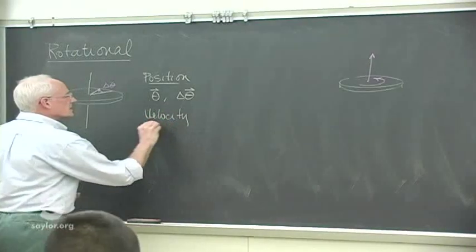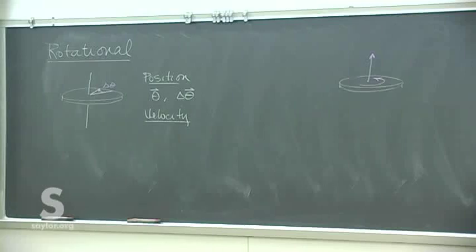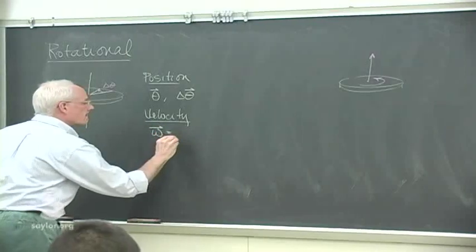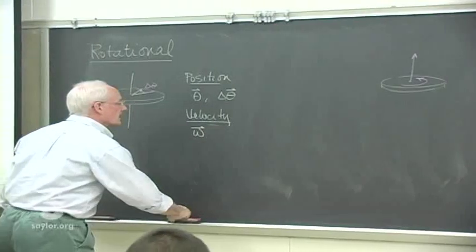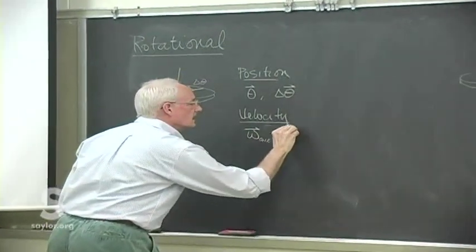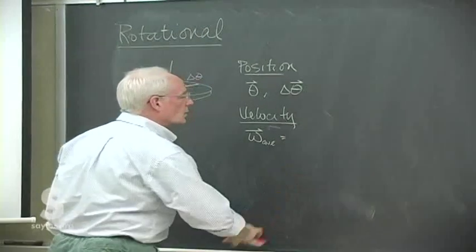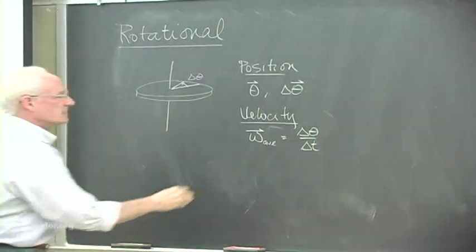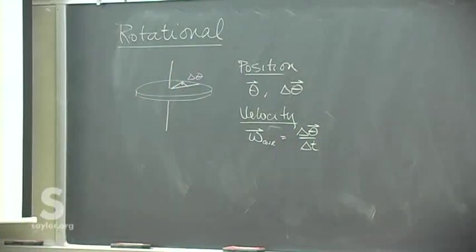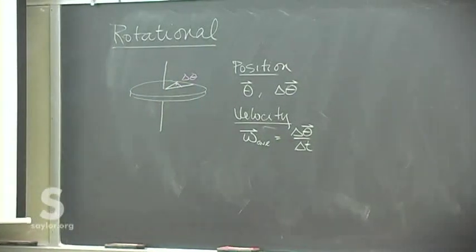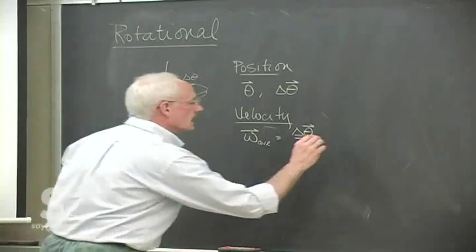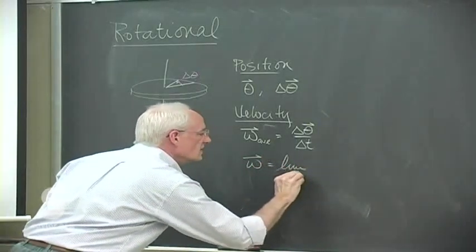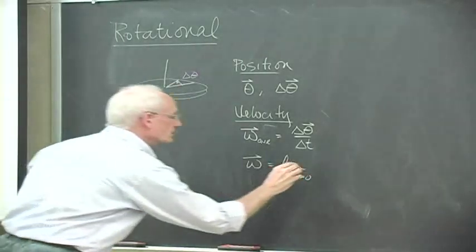Once we establish the position of an object and its change in position, then of course what we're interested in is its velocity. The angular velocity is defined as exactly what it was in Physics 1, the change in position with respect to time, the time rate of change of position. We look at it in both average terms and instantaneous terms. And this is no different than what we did with our translational motion.